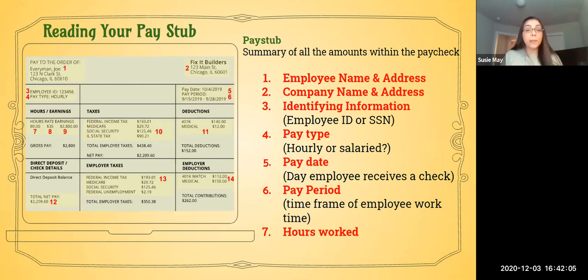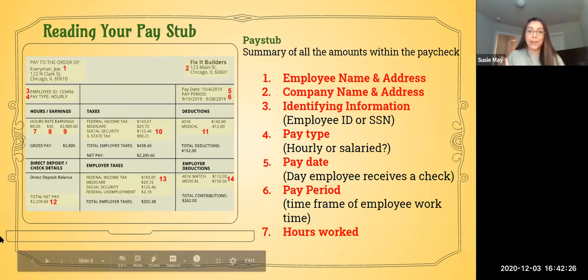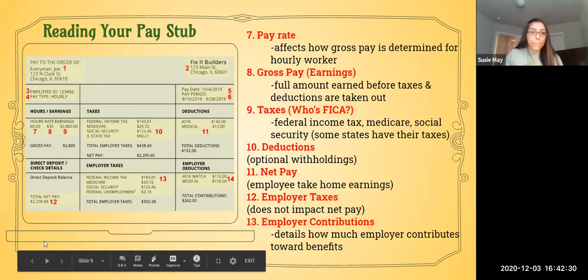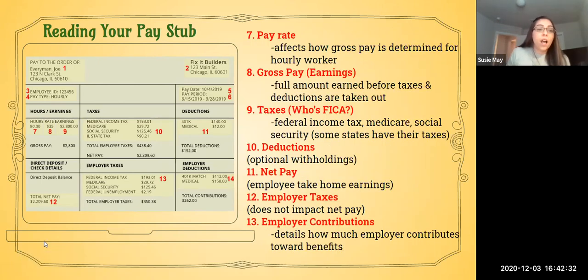Number six is your pay period. So that's just telling you how much you're getting paid within that given time of work. So if you get paid every 2 weeks, your pay stub is going to have a summary of what's on your paycheck from those 2 weeks. And then it will tell you how many hours you've worked during that pay period. Number seven is your pay rate.